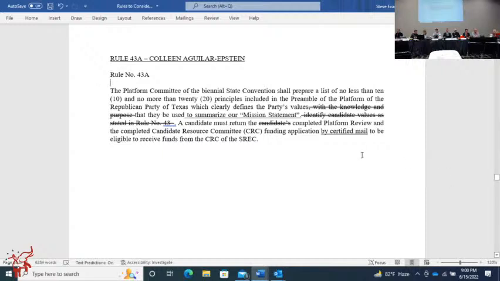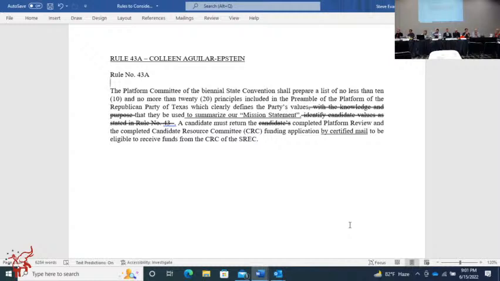We know who's laying this out. Commissioners, the Chair recognizes Jim Pickle to lay out amendment 43. Thank you. Rule 43A talks about preparing a list of. Well, we've got a motion to lay out 43A. Move an amendment. Is there a second? Second. Mr. Sexton, I recognize you to lay out your amendment.